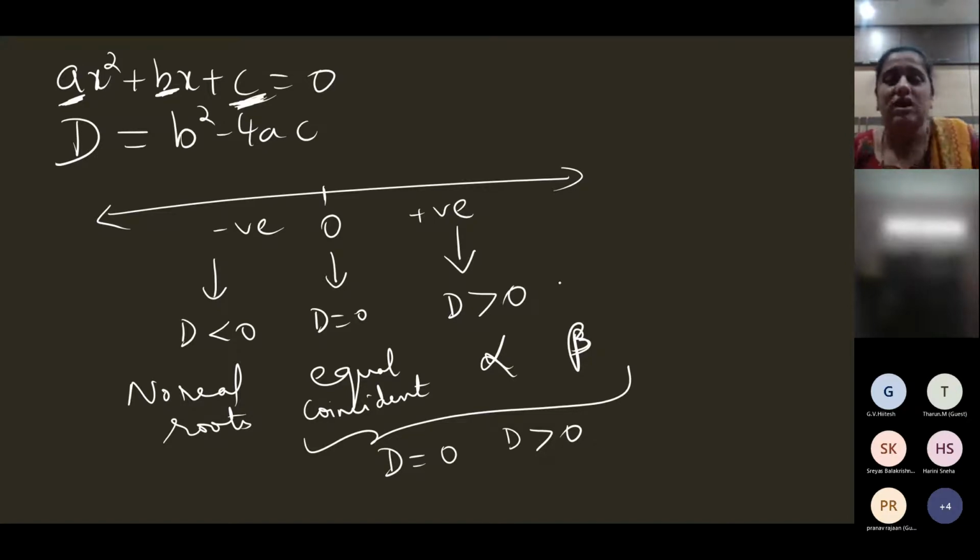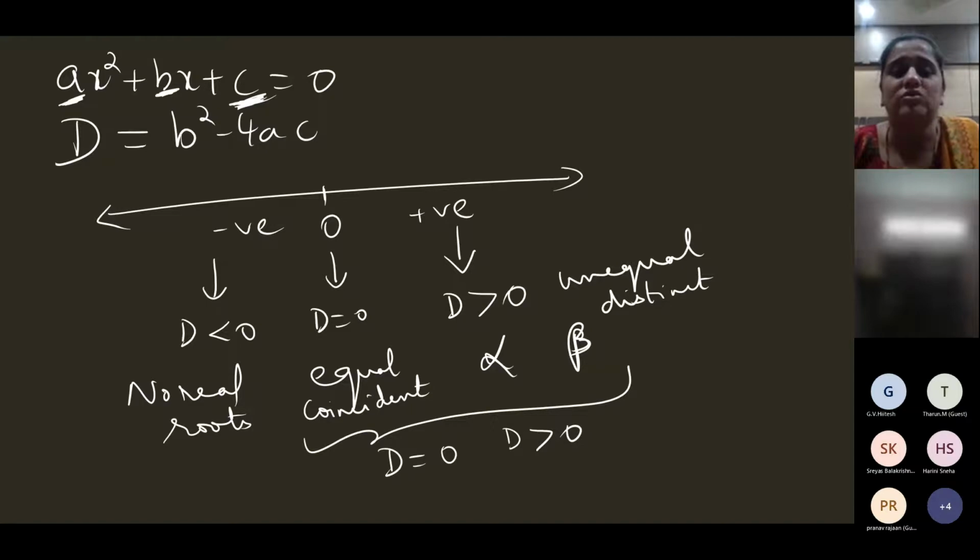Distinct roots, unequal roots. I'll show you the slide, you don't have to write anything. Unequal, also called distinct. Equal roots, unequal roots. Equal roots are also called coincident roots. Unequal roots are also called distinct, different roots.